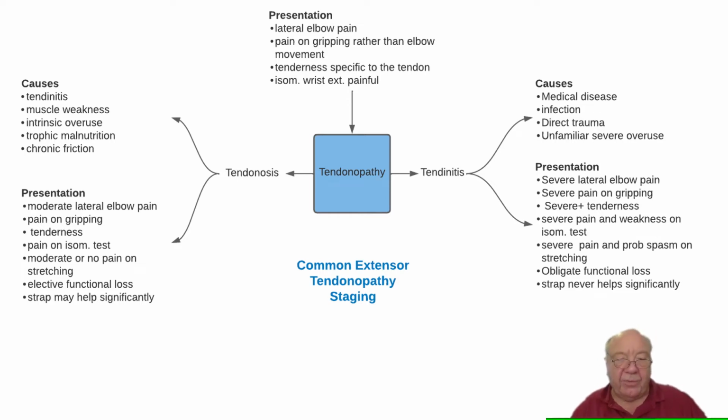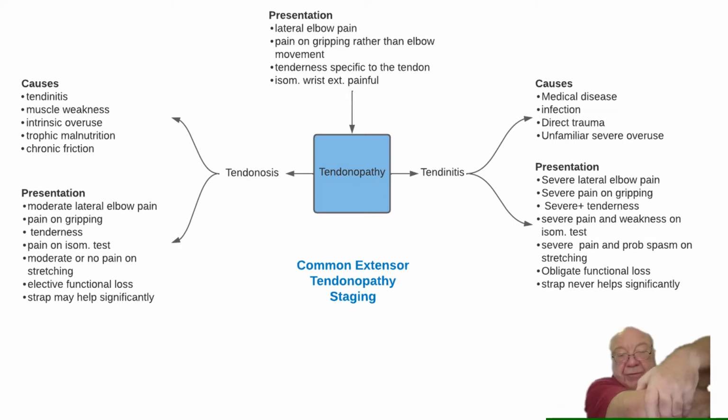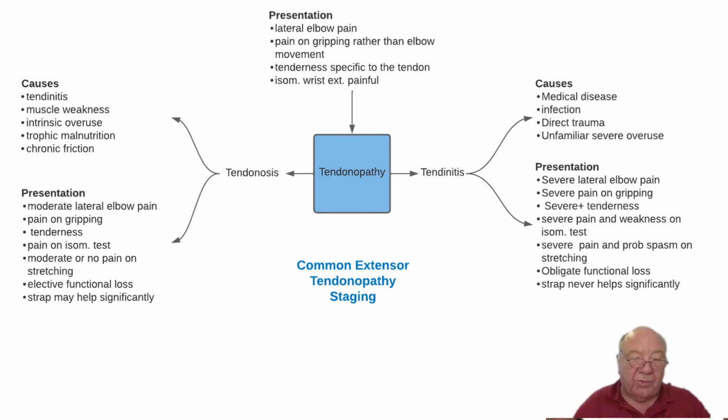Okay, so for tendinosis, the presentation is much less acute. Moderate lateral elbow pain, pain on gripping, but not obligate functional loss. There is tenderness that you actually have to go in and dig for to find it, as opposed to just running your fingers almost over the top of this thing. There's pain on isometric wrist testing with the elbow straight, and stretching is usually not painful. There's elective functional loss rather than obligate, so they'll say, I don't really want to do it, so I avoid things that are going to hurt me. And there's going to be less aching after, if any aching after the sharp pain. And a strap may help with this.